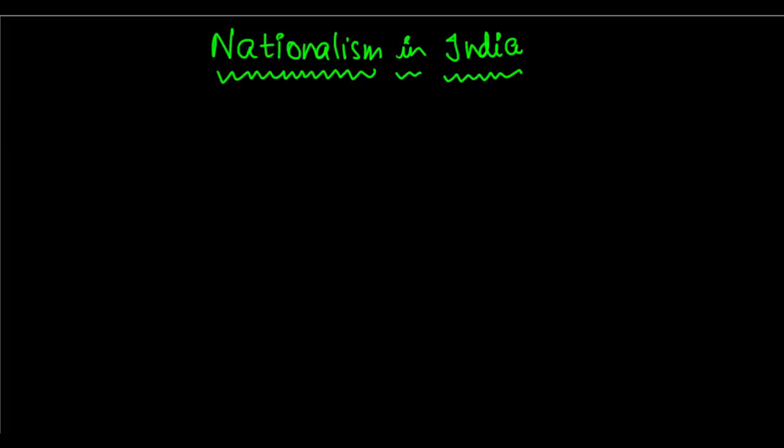Now, nationalism in India is basically a chapter which explains how nationalistic sentiment began to grow in India from the First World War, that is, very close to Mahatma Gandhi's arrival in India, to the civil disobedience movement. So from the arrival of Mahatma Gandhi till the civil disobedience movement, how the nationalistic sentiment grew in the country is what we are going to study in this chapter.